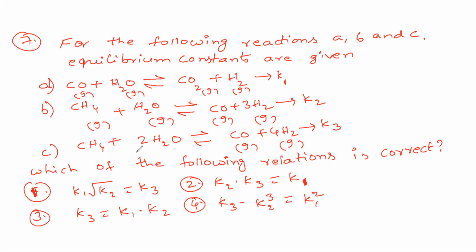From this you can say, carefully observe, this is K1. K1, the product is what? CO plus H2. So K1, the product is CO plus H2. It is not CO2. So in all the equations the product is the same: CO plus H2 and CO plus 3H2. By combining these two equations, we can see CO plus H2O and CH4 plus H2O, whereas here CH4 plus 2H2O and CO plus 4H2.